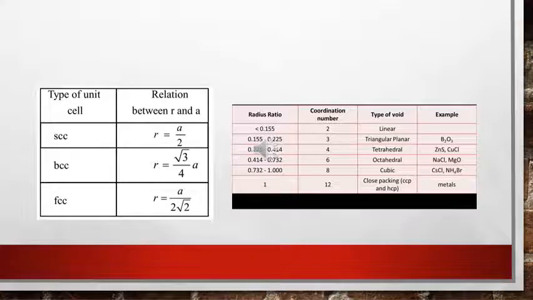Generally, they will give the coordination number. After giving the coordination number, they will ask you to predict what type of void, or they will give the example, sodium chloride, magnesium oxide, cesium chloride, like that, and they will ask you what type of void is found in the crystal and what is its coordination number.